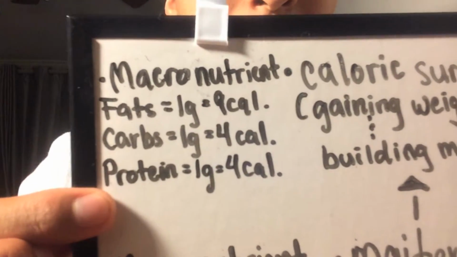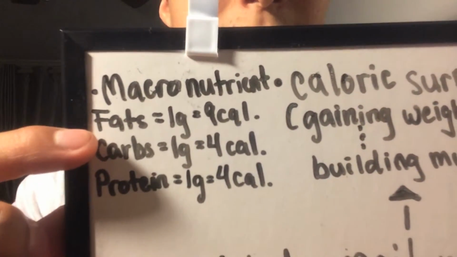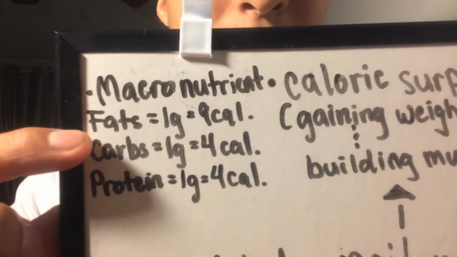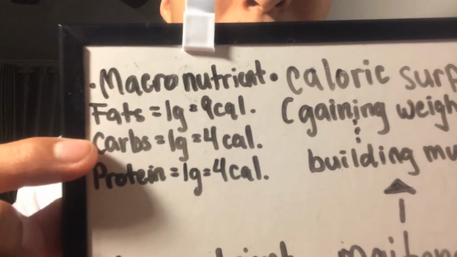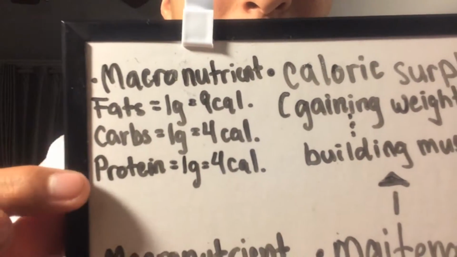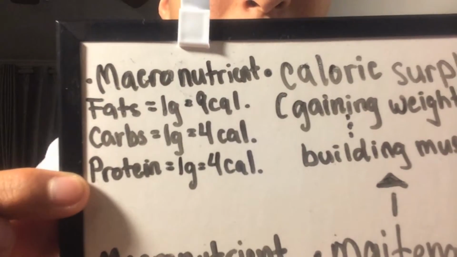Right here, macronutrients. So fats: 1 gram of fat equals 9 calories. Carbs: 1 gram of carbs equals 4 calories. Protein: 1 gram of protein equals 4 calories. Now, as you can see, the more fats you get, the more carbs you get, the more protein you get, it starts adding up to a certain amount of calories.